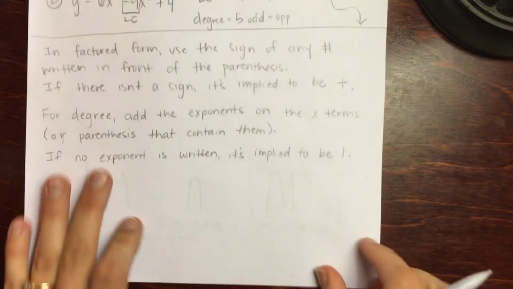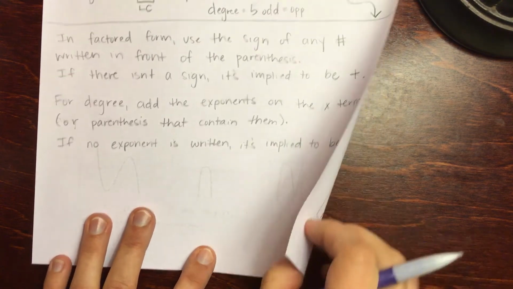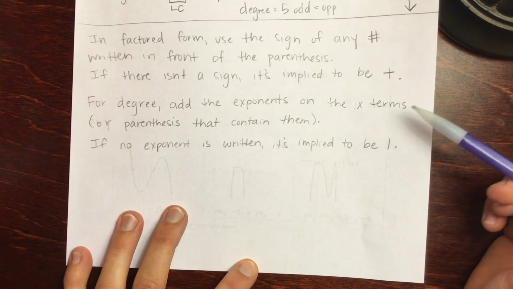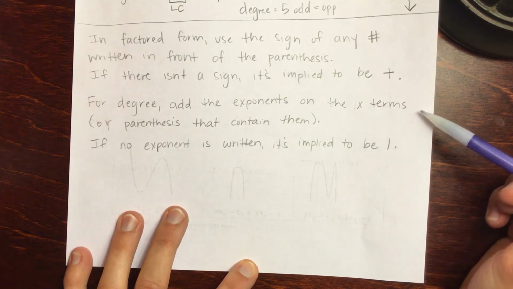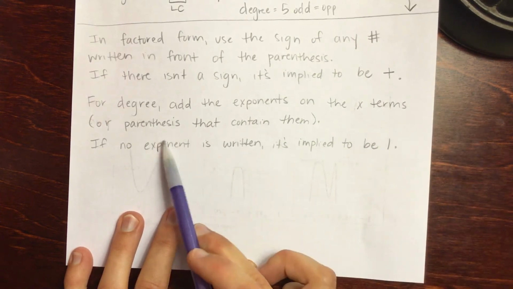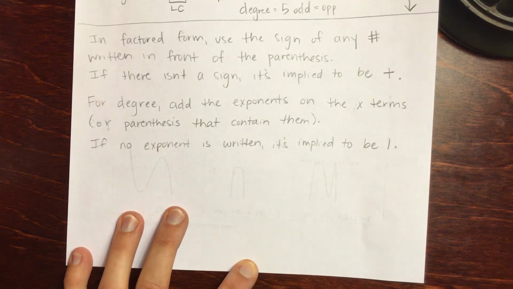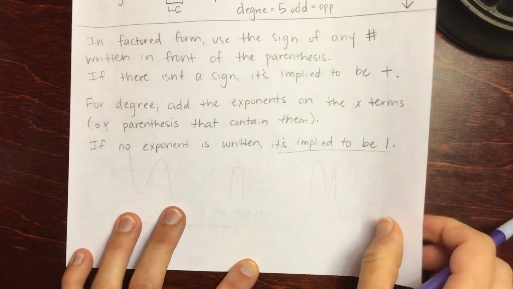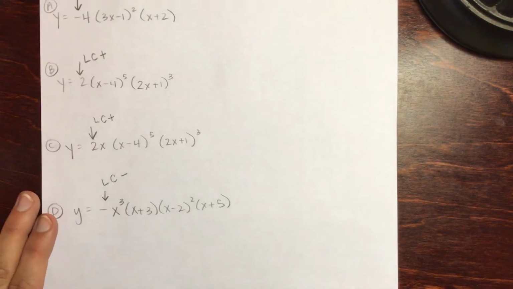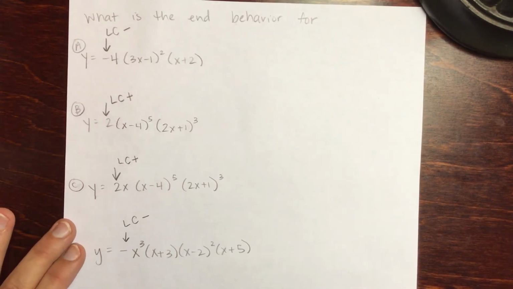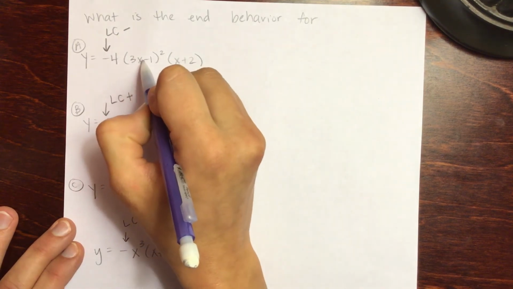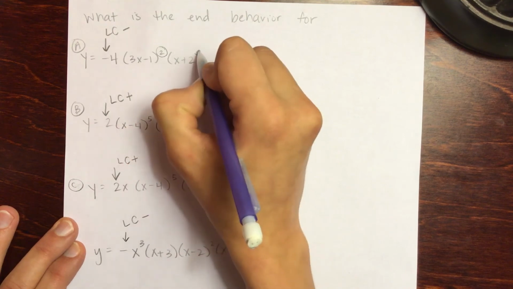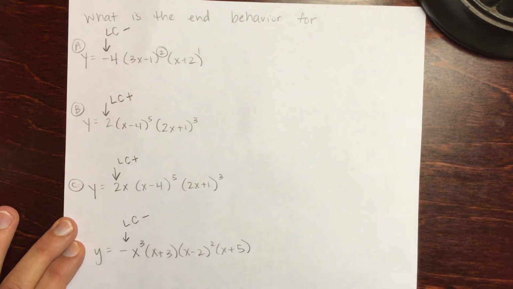All right, well, what about the degree? The degree is a little bit harder just because you have to add now instead of just look straight forward. So for degree, you're going to add the exponents on the x terms or any parentheses that contain an x. If no exponent is written, you have to remember it's implied to be a 1. So let's do some examples. All right, in this example A, I don't have an x, but I have an x here in this parentheses, so I need to use the 2.